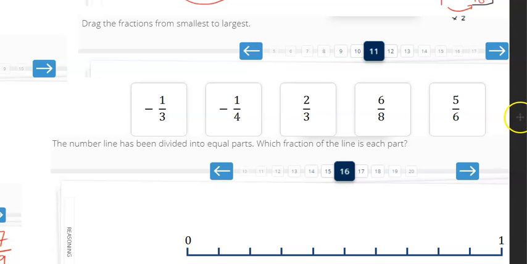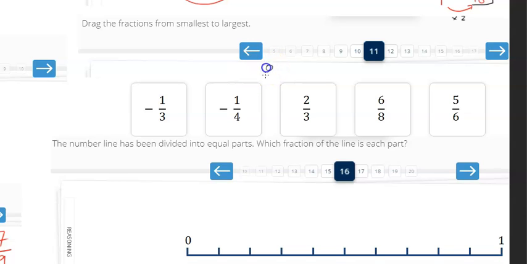We're going to look at this question here, and this is where we have the introduction of negative fractions. We're going to drag the fractions from smallest to largest. Now, with this answer, this has already been provided from smallest to largest.